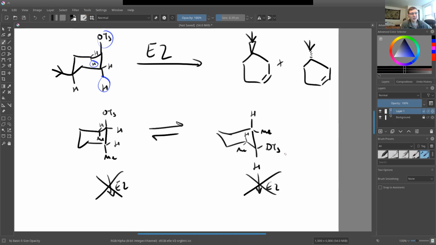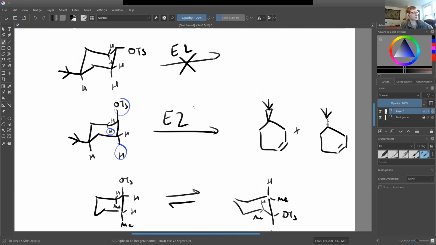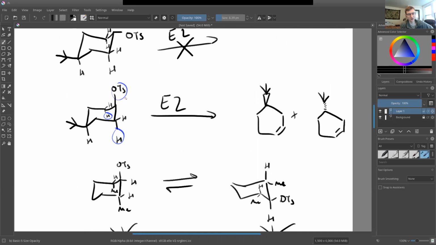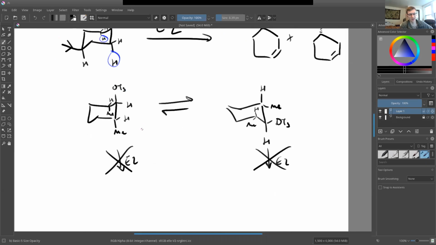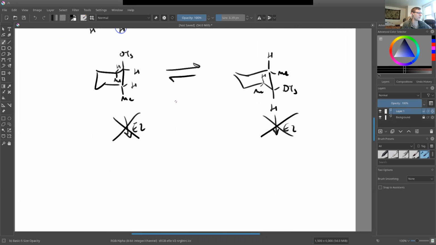Maybe I should mention after the fact, I probably should have used bromine for this case because O-tosyl is also a really big group. It's really bulky, so it probably also will want to be equatorial. But that's beside the point. We could have used bromine or iodine or whatever other small leaving group is your choice.